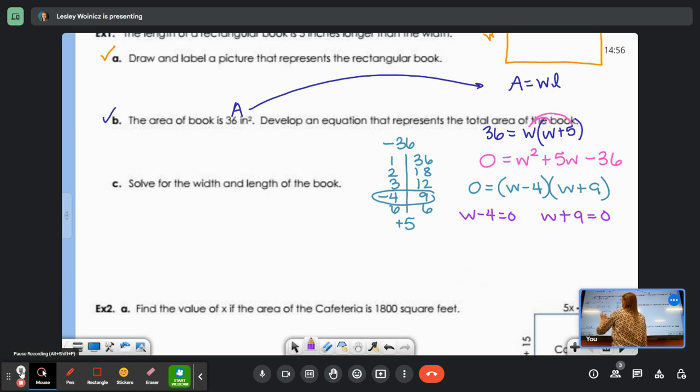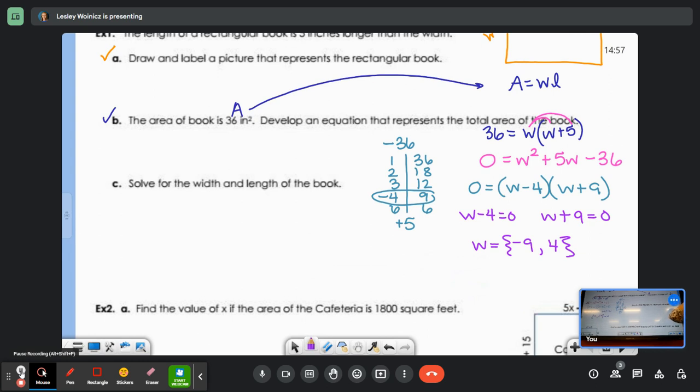What kind of 4 and what kind of 9? Positive 4, negative 9. Positive 4 and negative 9. Because we've got to make these equal to 0, right? So negative 9 and positive 4. Okay, let's do some hard thinking.